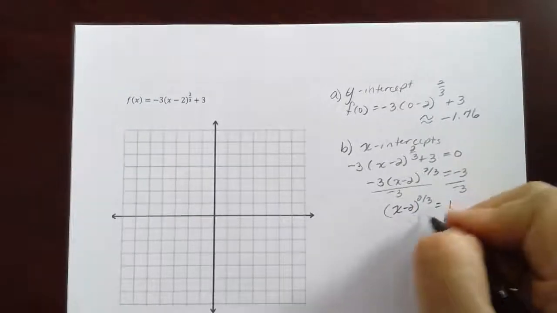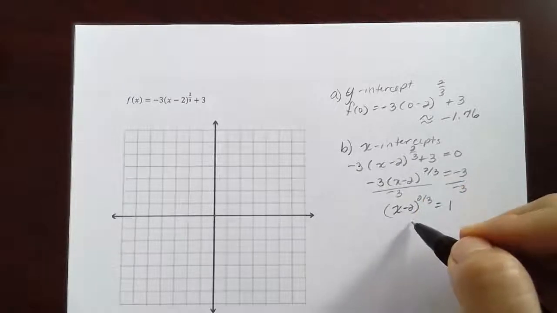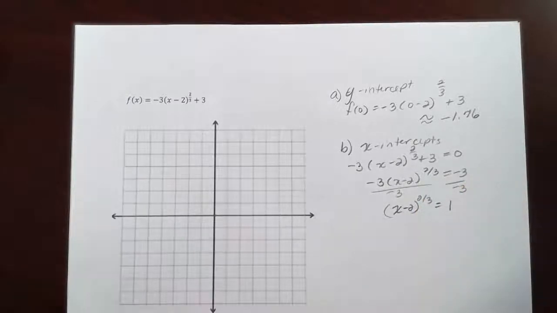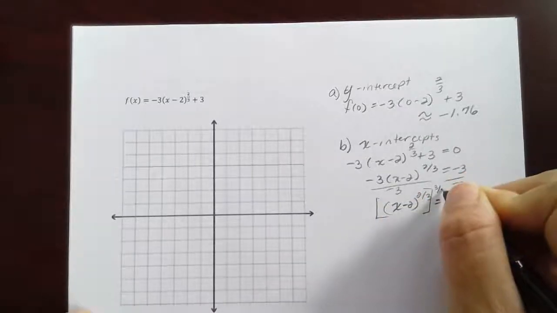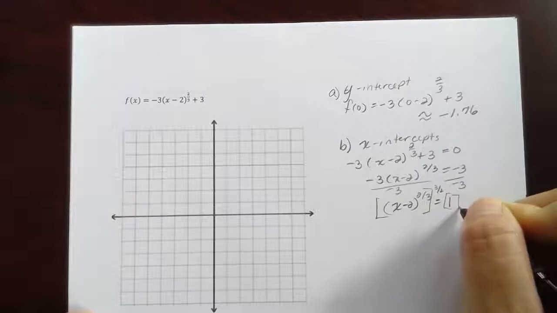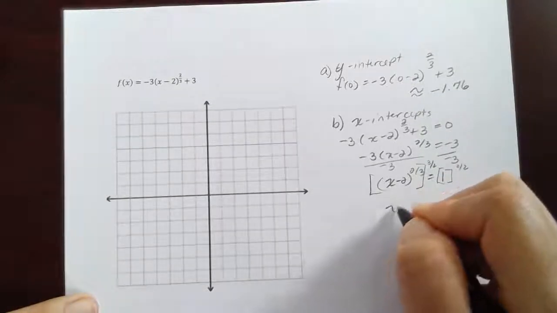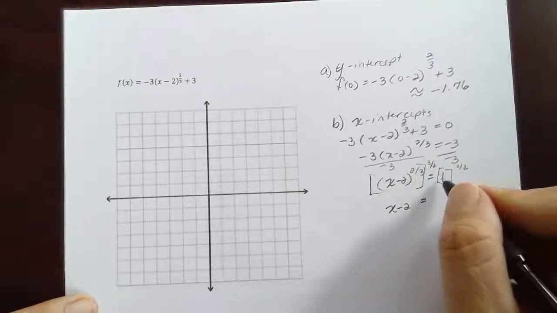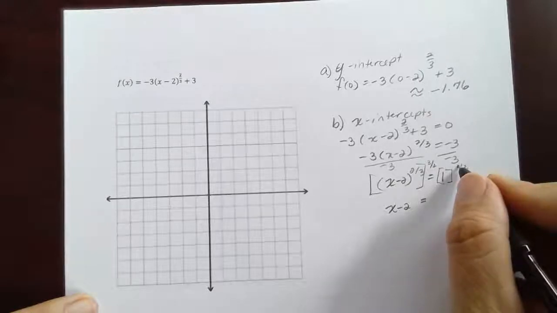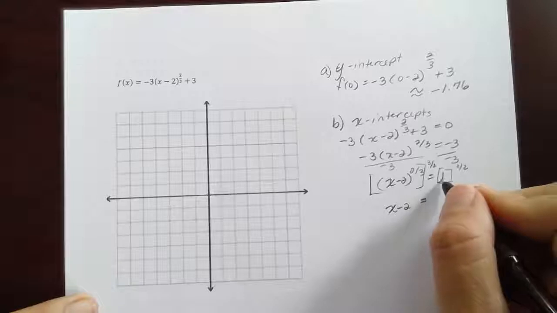All right, I want to undo the exponent, which means I need to raise it to its reciprocal, so that when I multiply them, they equal 1. So we're going to raise both sides to the 3/2 power. Now, when we do this, on the left-hand side, we have x minus 2. On the right-hand side, this is the square root of 1 cubed, which means we're going to have to use two values, because when you take the square root, it's a plus minus.